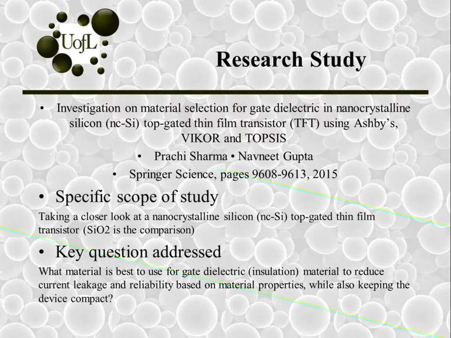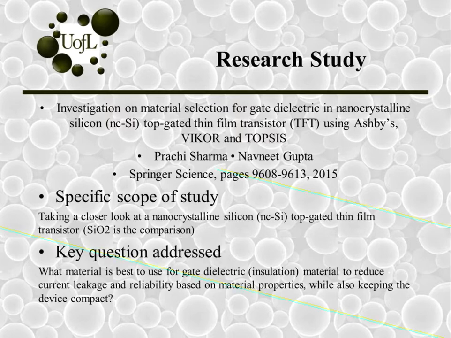The article is called Investigation on Material Selection for Gate Dielectric in Nanocrystalline Silicon, Top-Gated Thin Film Transistor using Ashby's, V-Core, and Topsis methods. Below you can see the authors as well as the journal and the pages along with the year. The specific scope of the study took a closer look at the silicon top-gated part of the thin film transistor.